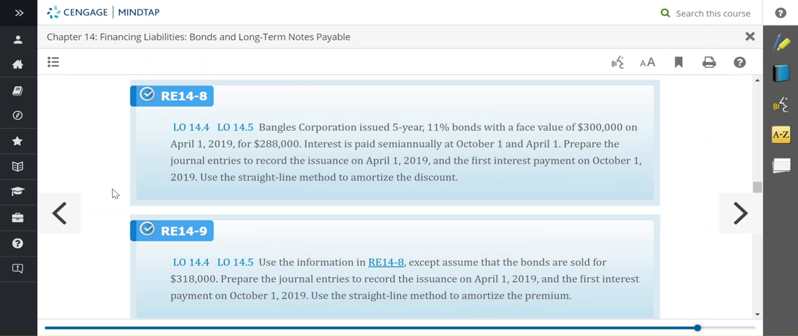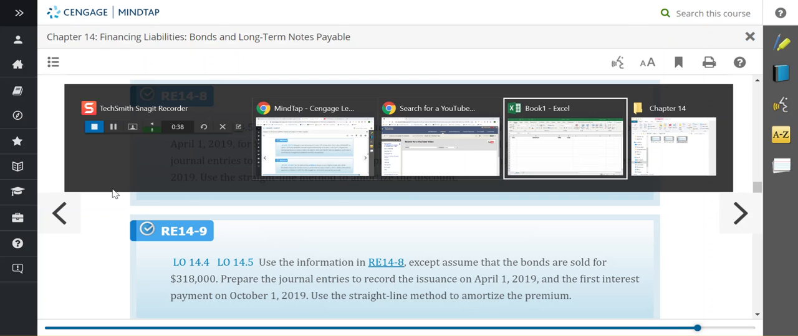And so there's no interest that has to be accrued because we're selling it on an interest payment date. And we need to prepare the journal entries to record the issuance on April 1st and the first interest payment on October 1st. And they said that they use the straight line method to amortize the discount.